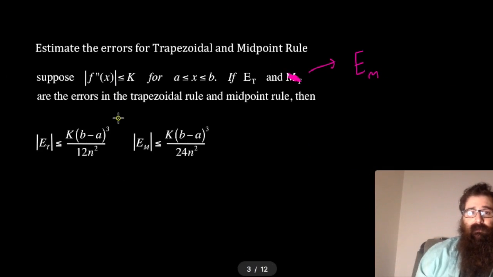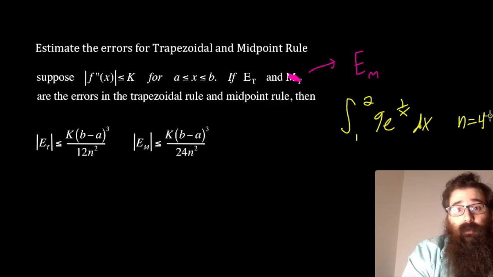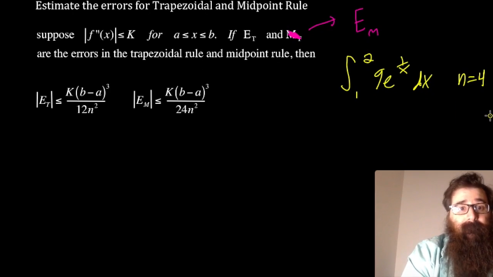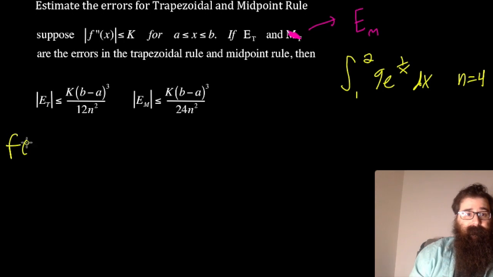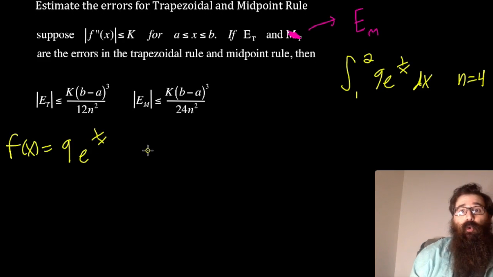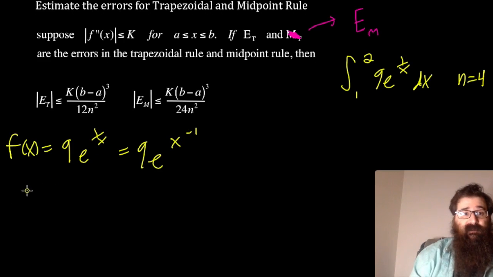So we had the integral from 1 to 2 of 9e to the 1 over x dx, and we were using n equals 4. So that's the important information that we're going to need. And the function that we have, f of x, is 9e to the 1 over x. Or we could rewrite this as 9e to the power of x to the negative 1. It's just going to make it a little bit easier for differentiation's sake.